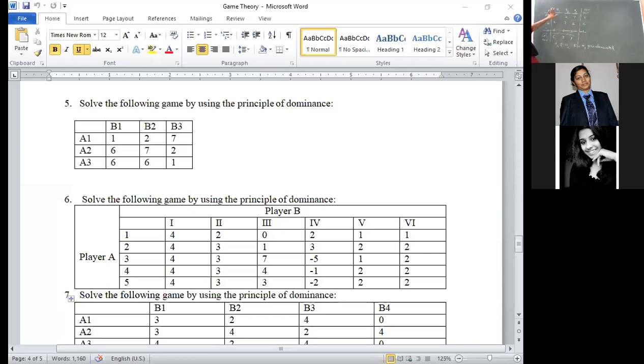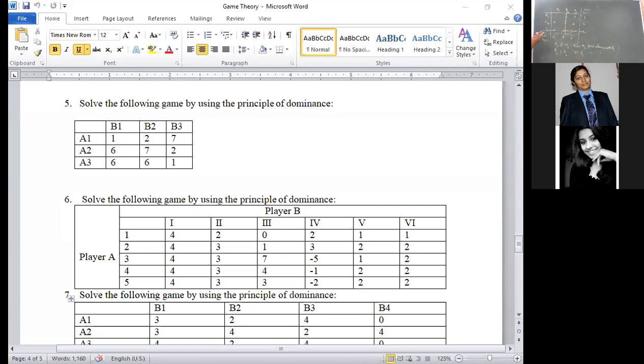Okay. Next, you have to compare the columns. Listen carefully. Here I am comparing B2 with B1. 2 is greater than 1. 7 is greater than 6. Yes. Greater column gets deleted. That means B2 is greater than or equal to B1. Greater column gets eliminated. That means which gets eliminated? Column B2 gets eliminated.